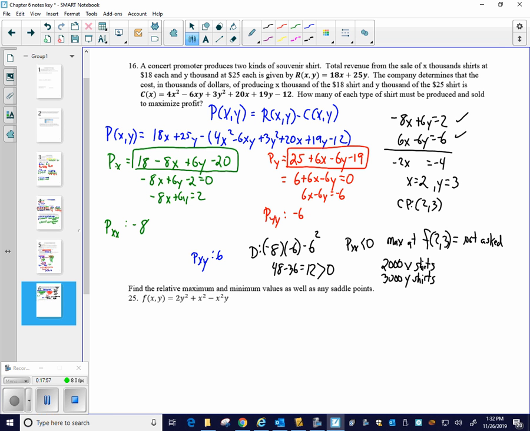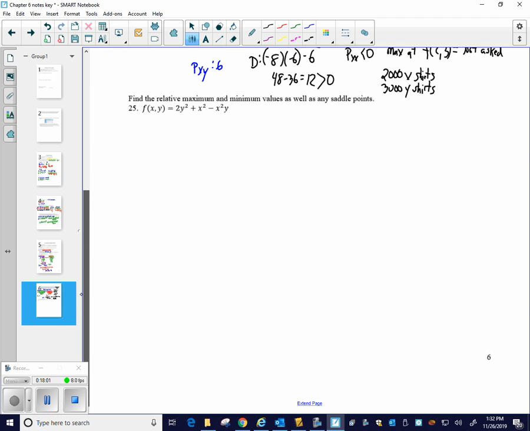Okay, one more problem. Let's see if we can get this done in under 30 minutes total. I think I can. All right. Find the relative maximum and minimum values as well as any saddle points. So it's just straightforward like the first one, as far as finding the critical values and then seeing if it's a max, min, or saddle. No word problem here, so same process.